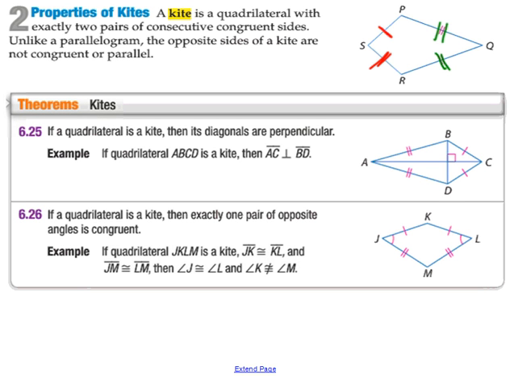But there are some cool theorems that go with kites. If a quadrilateral is a kite, then its diagonals are perpendicular. So that means that we're going to do a lot of things with 90 degrees and triangles and stuff, because you can see it cuts the kite into 4 triangles. And also, a kite has exactly one pair of opposite angles that are congruent. This is congruent to this one.